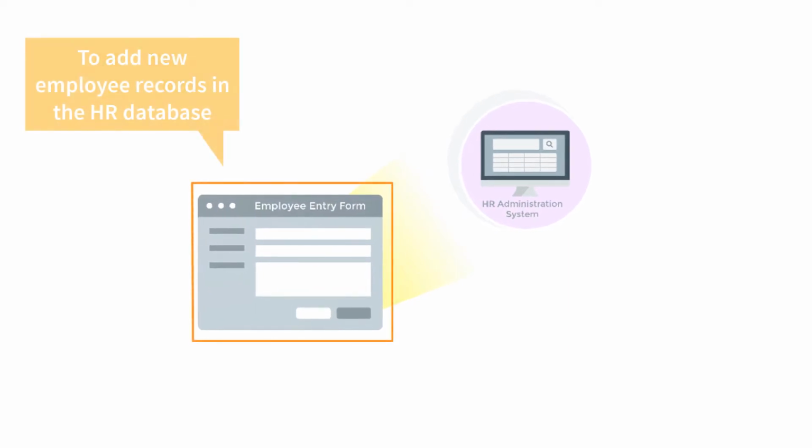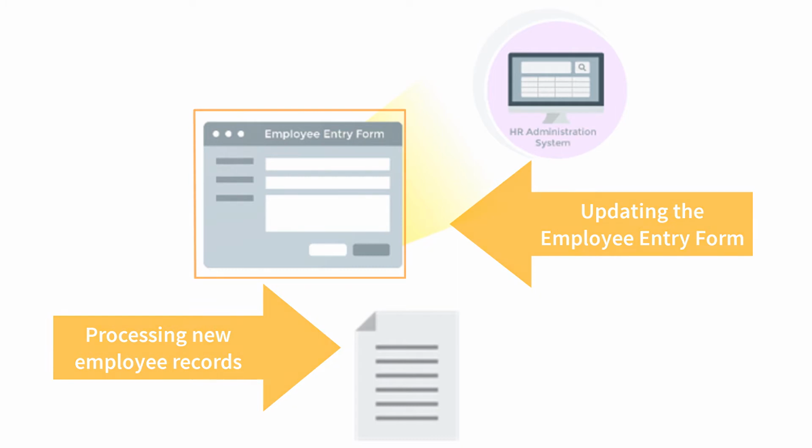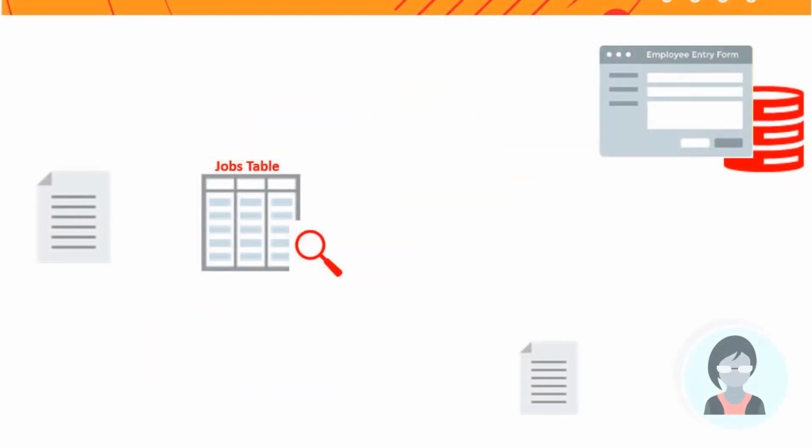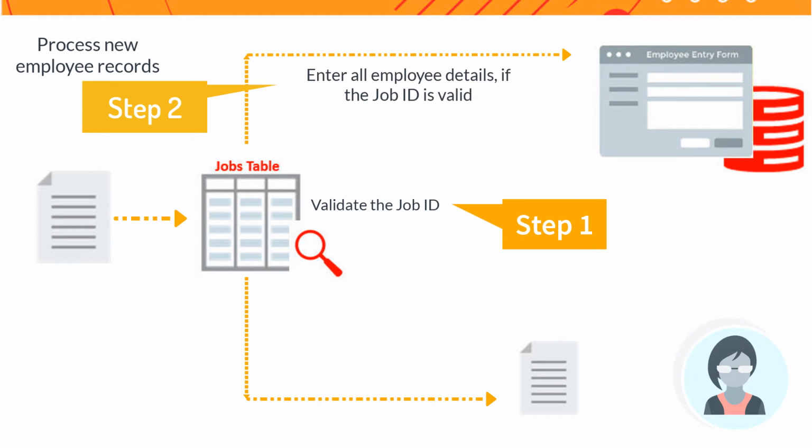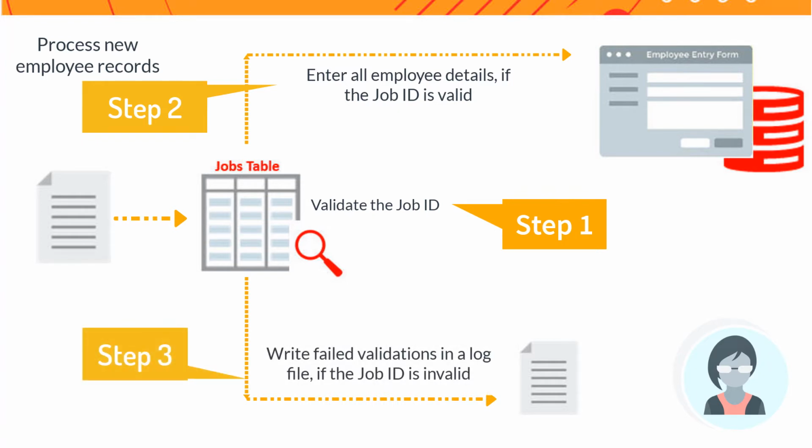Jill, the HR executive, has developed an employee entry form in the HR administration system to add new employee records to the HR database. While processing new employee records and updating the employee entry form, Jill has to perform the following steps. Step 1. Validate the job ID. Step 2. If the job ID is valid, then insert all details of the employee such as name, date of birth, job title, salary, and so on. Step 3. If the job ID is not valid, then write it to a log file.